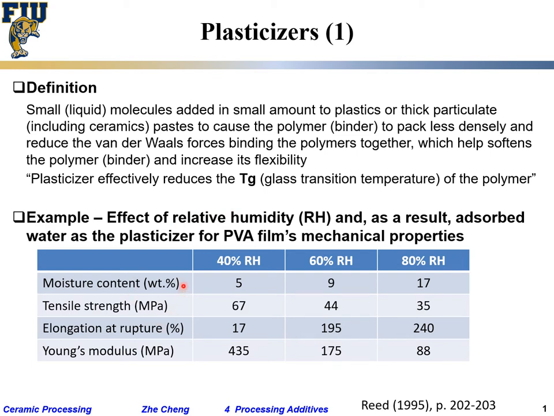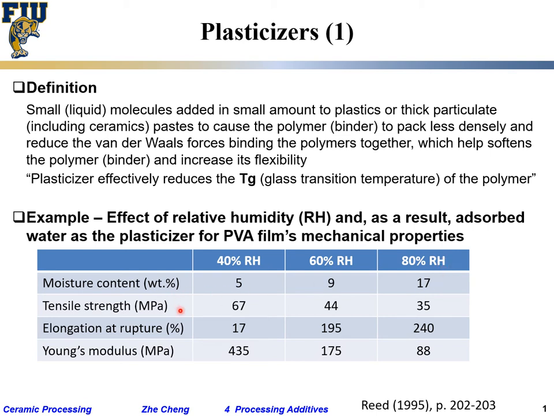As a result, you would have a change in what? Moisture content in the polymer film. And as a result, the mechanical properties, which we are going to talk about one by one. So naturally, the higher the relative humidity in the environment, the higher the moisture content in your polymer. Make sense? The environment has more moisture, and this is PVA, which has a polar side group on the polymer chain. So it likes water. And the higher the relative humidity, the more moisture the polymer contains.